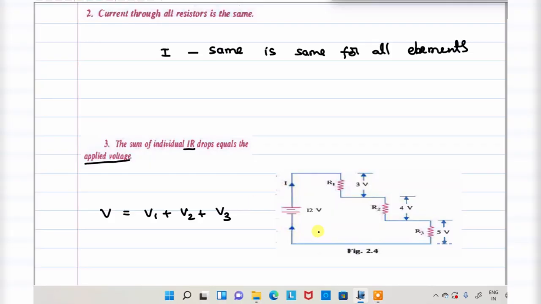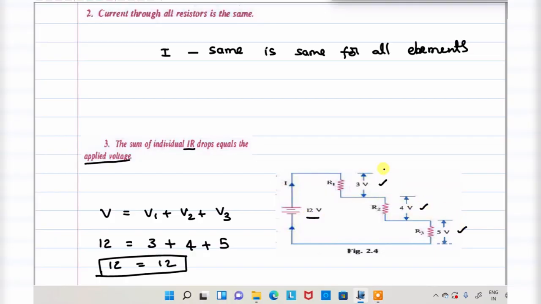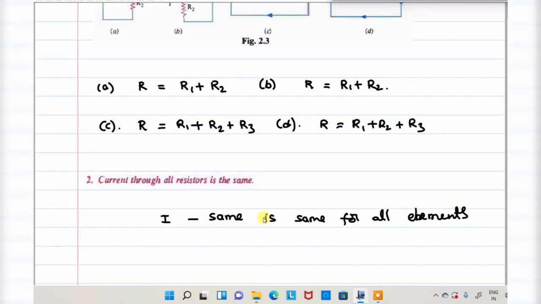Look here, in this circuit we are applying 12 volts. What is the voltage drop? V1 3 volt, V2 4 volt, V3 5 volt. What about the total summation? 12 volt is equal to 12 volt. So here it is proven, right? The supply voltage of the battery is equal to the voltage drop across each resistor; its summation is equal to the supply voltage. So these three characteristics you need to remember.